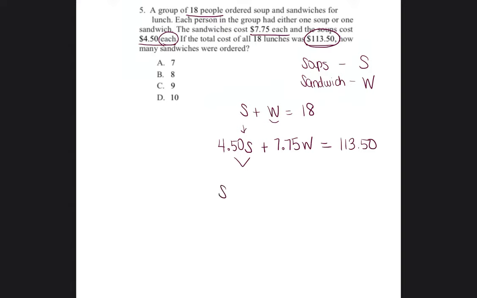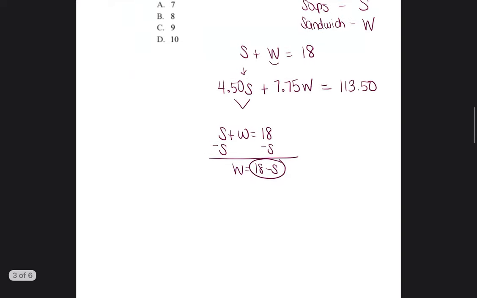So I'm going to start by using the first equation, and I'm going to isolate one of my variables. I'm going to isolate the W. I'm going to get the W by itself. So I'm going to subtract S from both sides. And so I have W is equal to 18 minus S. So now I know what the value of W is equal to. And so I used my first equation. So I'm going to go ahead and use my second equation now.